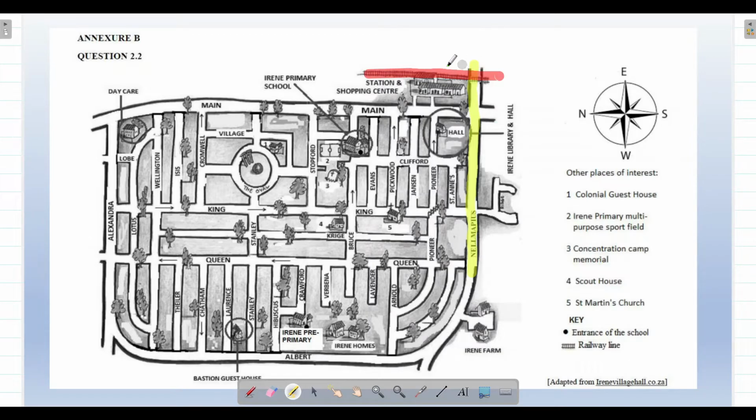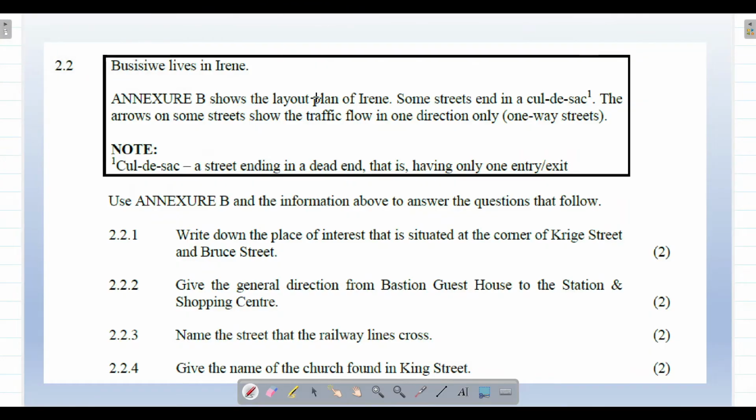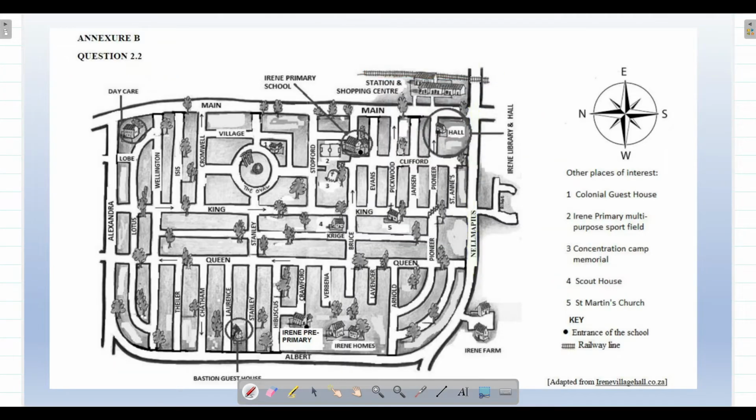So we see then that our railway line is crossing Neil Mapias Street. Okay, so we're going to write that down. And you'll also get just 2 marks for saying that. Okay. Question 2.2.4. Give the name of the church found in King Street. So we're going to go back to our map and look for King Street.